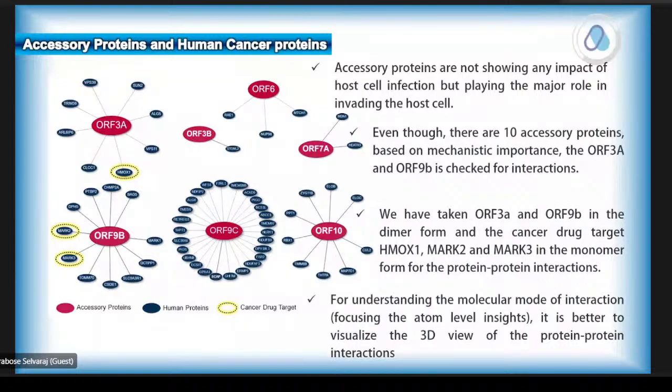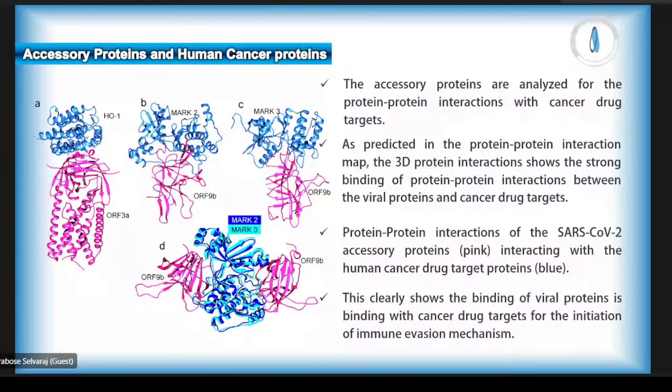For the presentation, I have given some of the proteins, like the cancer drug targets HMOX1, MARK2, MARK3. These are well known cancer drug targets, especially for breast cancer and colon cancers. Here we have shown only the picture. We checked how the protein interacts live with MARK3, shown at the bottom. The strategy of SARS-CoV-2 to block the cancer proteins is very interesting.